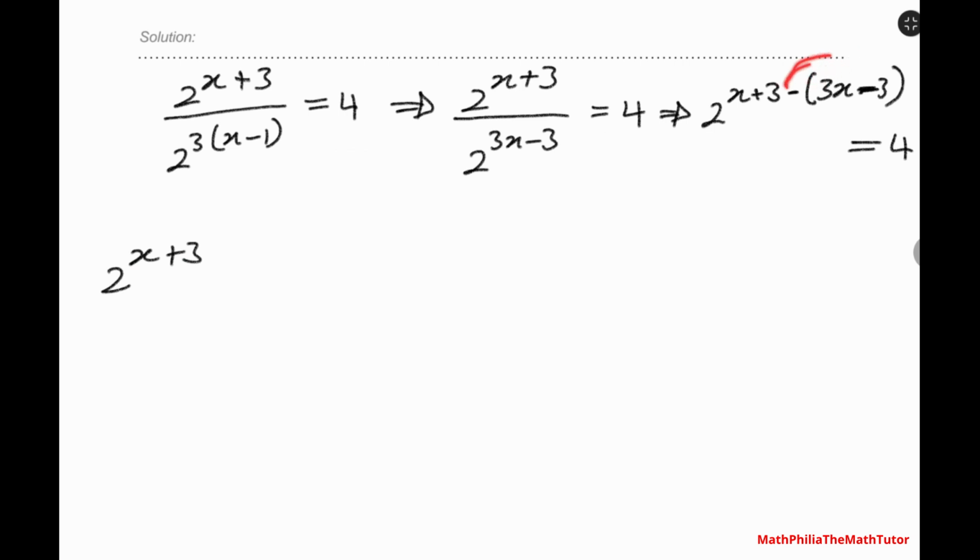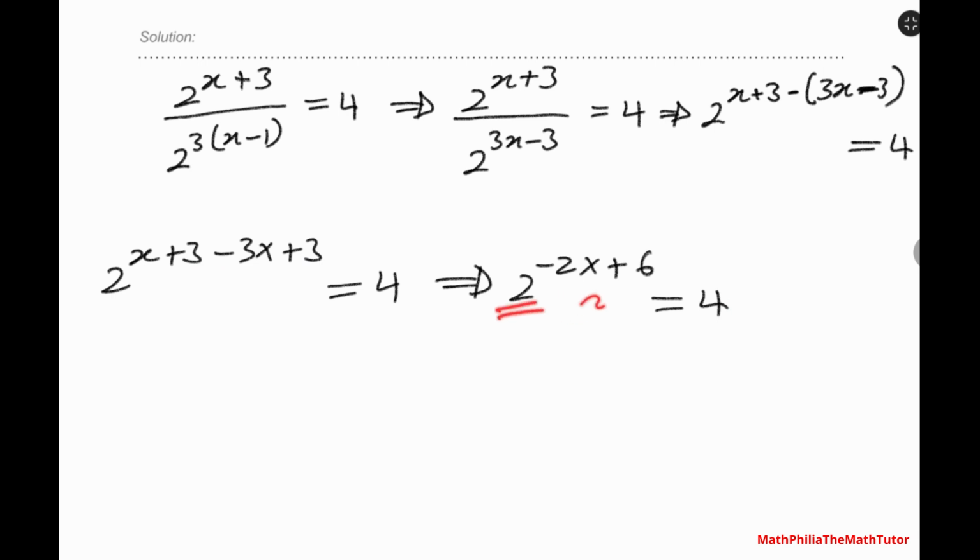Now we are distributing the negative inside the bracket. That is negative multiplied by 3x, that is negative 3x. Negative multiplied by negative 3 is positive 3. This is equal to 4. Let's go ahead and add the like terms together. x, negative 3x, this is negative 2x, okay? Then we have 3 plus 3 is 6. This is equal to 4.